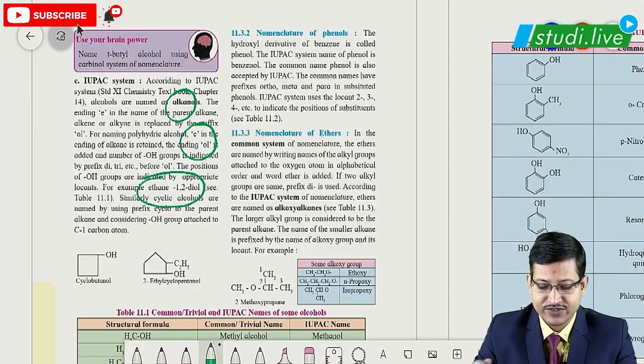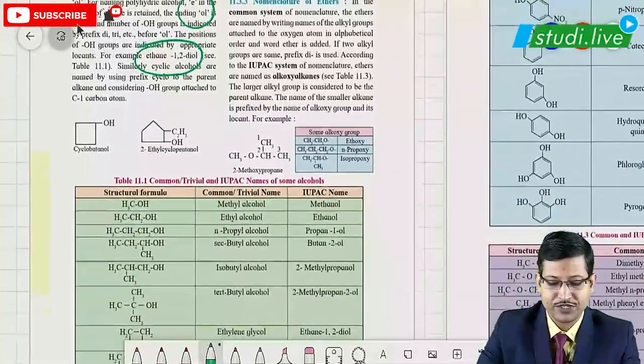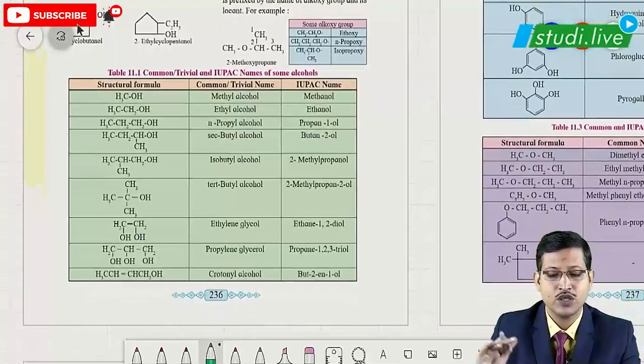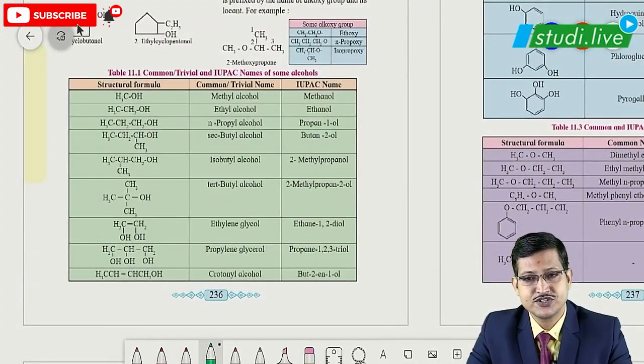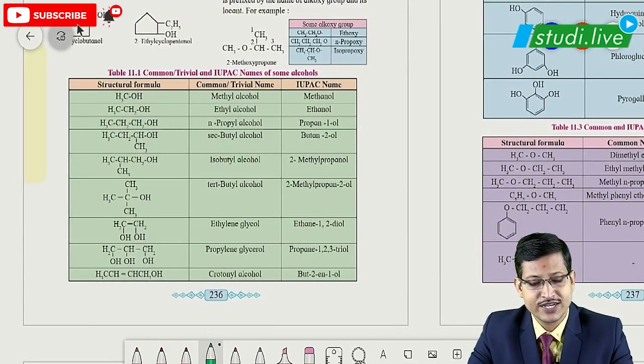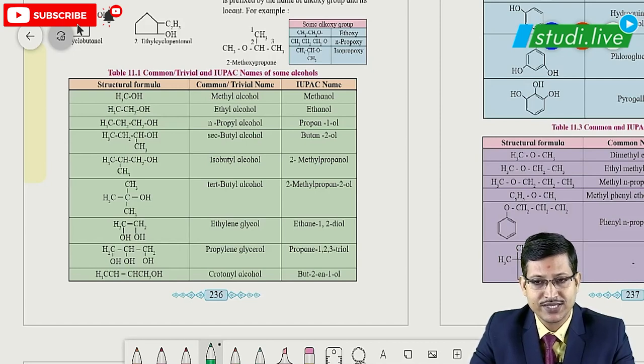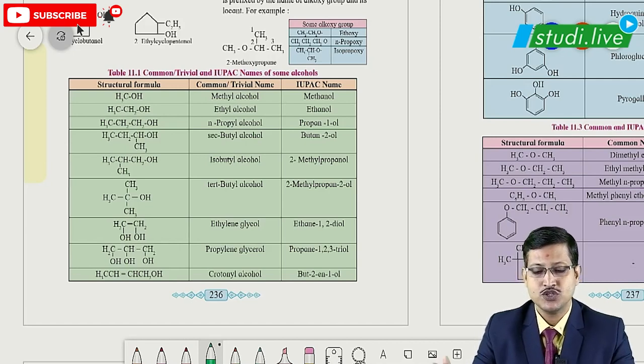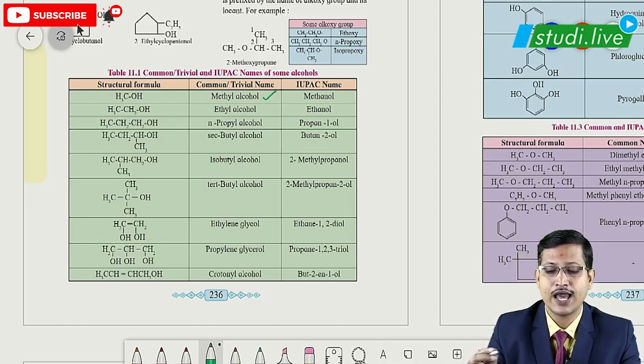So how it is done, that we will see in the example that we are coming up with in this chart. So this is the nomenclature system of alcohols. Now, as you can see on the screen, this is CH3OH. CH3 is which group? Methyl. Yes, it is methyl group. So this is called methyl alcohol.